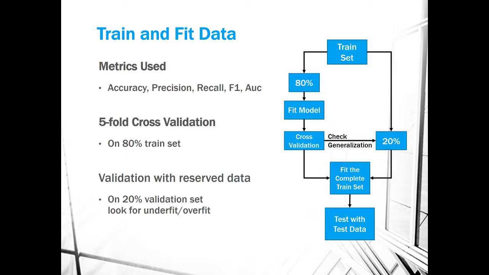As for training and fitting the data, we will use 5 metrics: accuracy, precision, recall, F1, and area under curve. Also, as shown in the chart on the right, we have split the training set into 80% and 20%. We first use the 80% of the training set to fit the models, doing cross-validation within the 80% training set at the same time. When we receive satisfying results by adjusting the feature scaling and parameter learning, we then check the generalization capability of the model against the reserved 20% of the training set. After we have a solid model, we fit the model again with the complete set of training data and test the model with the test data on Kaggle.